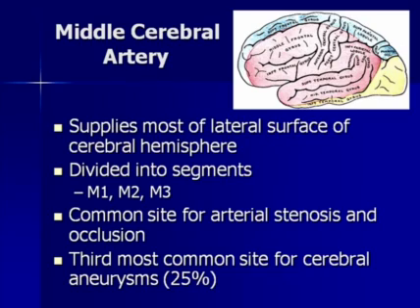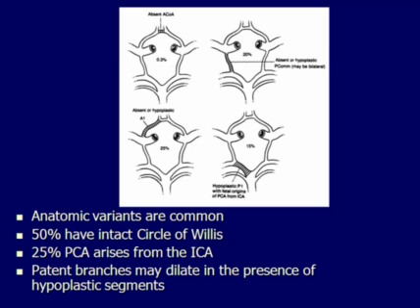even though obviously there are many branches. It is really the most common site of trouble for us in that it can often have stenosis occur at the middle cerebral, as well as an occlusion from an embolic event, and it also can get aneurysmal disease.